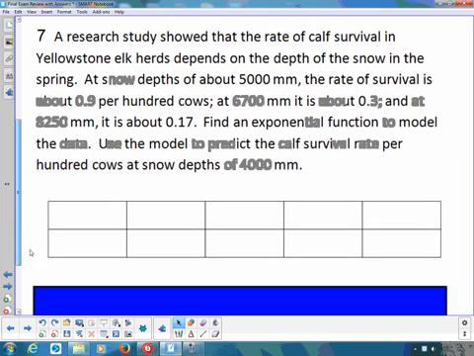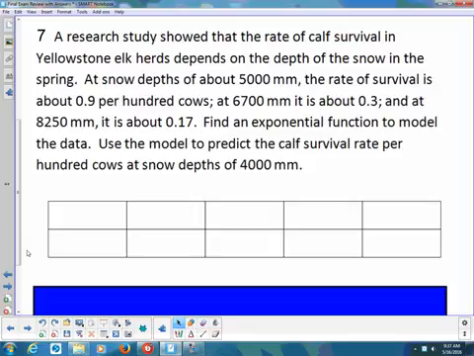We're doing number 7. A research study showed that the rate of calf survival in a Yellowstone elk herd depends on the depth of the snow in the spring. If the snow is about 5,000 millimeters deep, the rate of survival is about 0.9 calves per 100. Okay? That's not very good. No, it's not. But it gets worse, because if the snow is deeper, less are going to survive. So if it's 6,700 millimeters deep, then the survival rate's about 0.3 per 100 cows. And if it's 8,250 millimeters, it's about 0.17 that survive out of 100 cows.